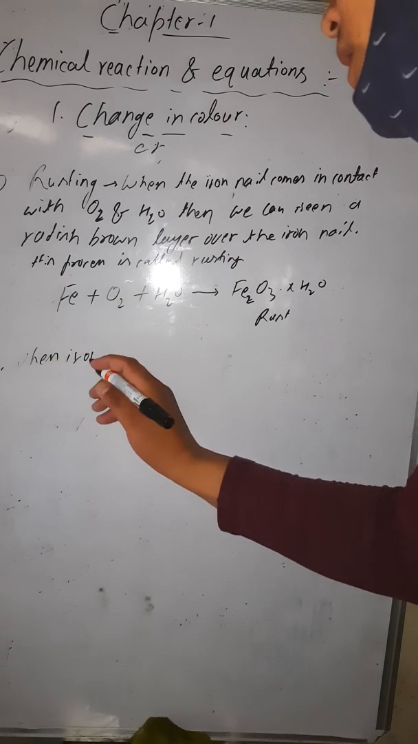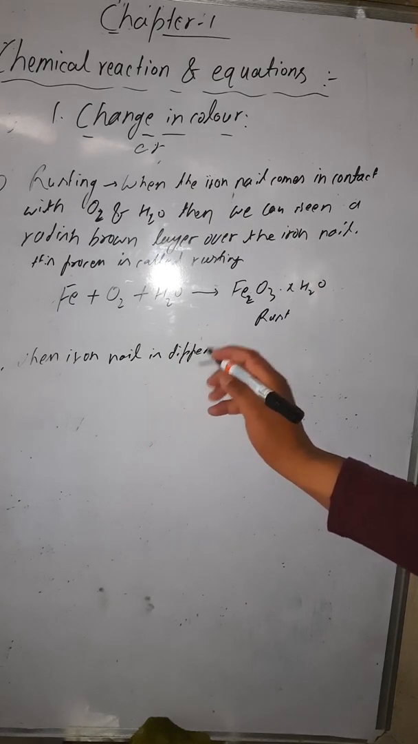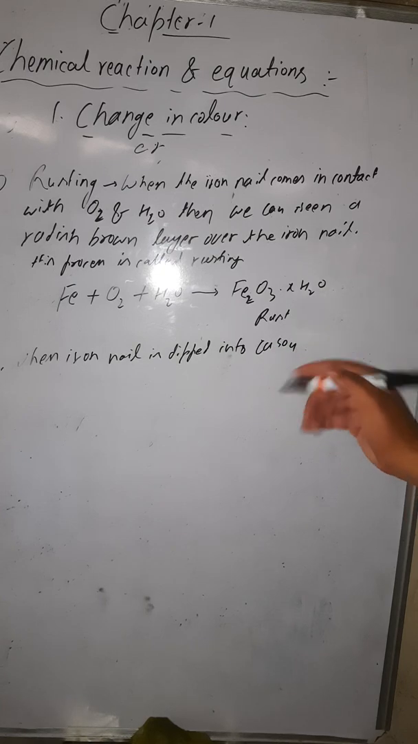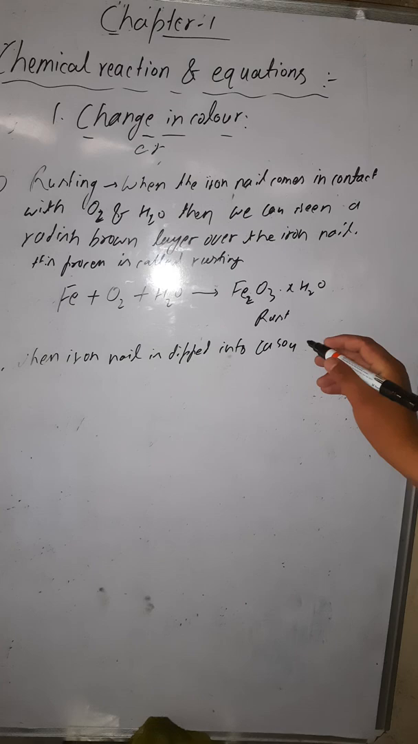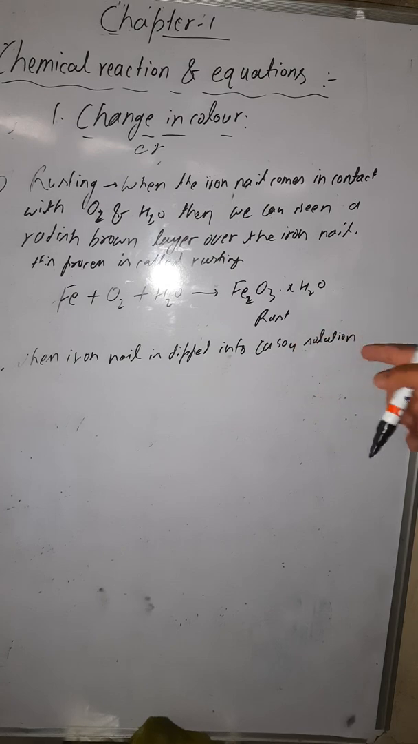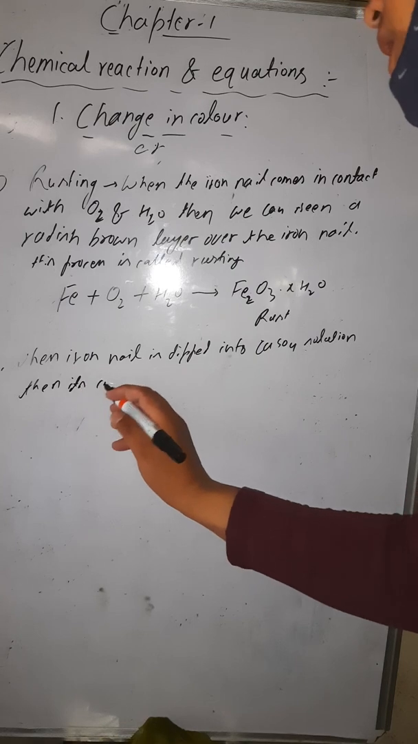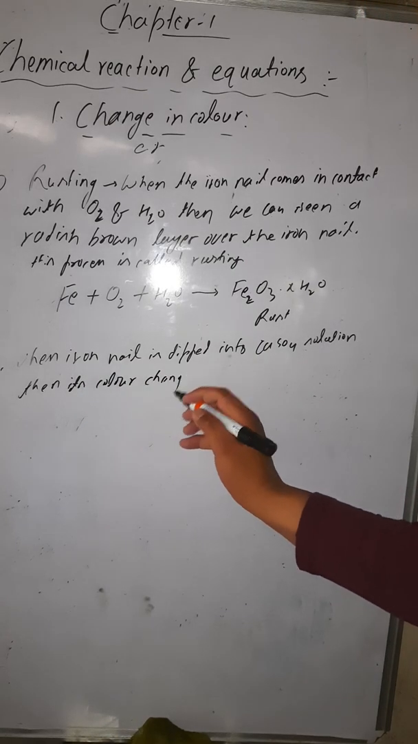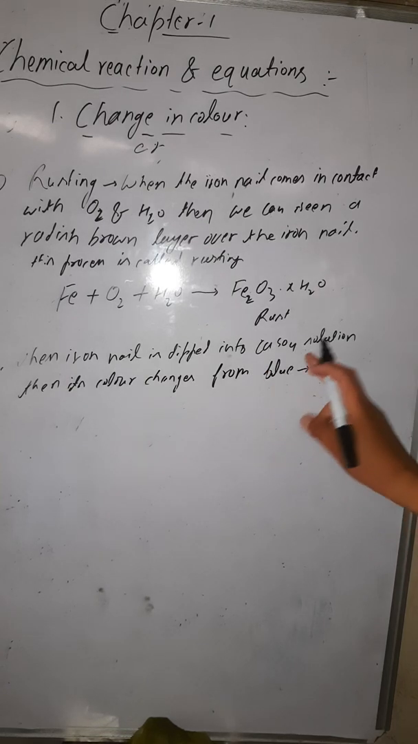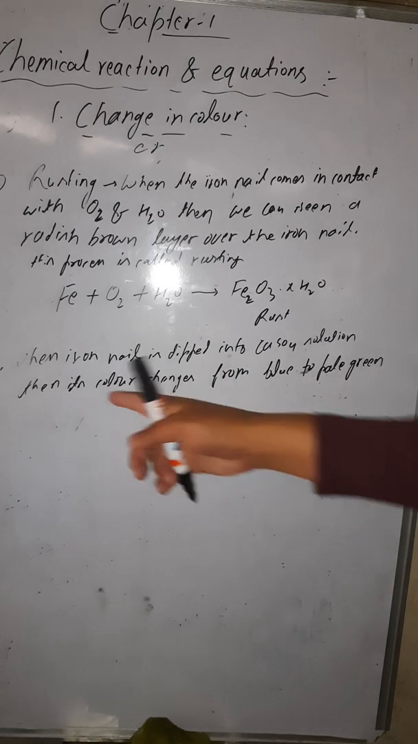When an iron nail is dipped into copper sulfate, CuSO4, that is copper sulfate solution. What is the color of the copper sulfate? Blue color. Okay, then its color changes from blue to pale green. Again the color is changing.